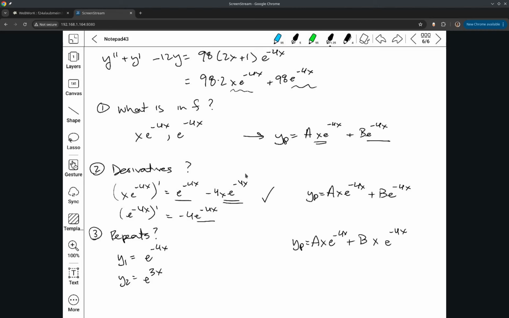I take the approach of multiplying by x. Now I've made it different from e to minus 4x, so that's good. But it's the same as the x e to minus 4x I already had. So just like last time, I need to multiply by x again to get a new power and a completely different function than anything else that's in this equation. And that's what I'm going to continue the rest of the problem with.